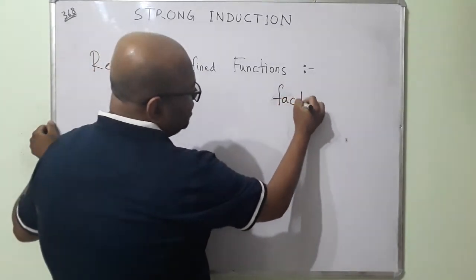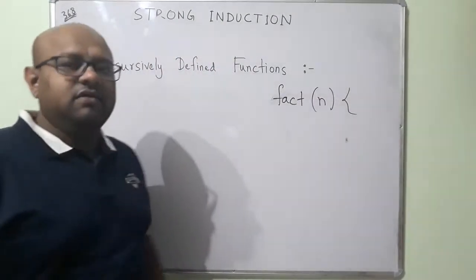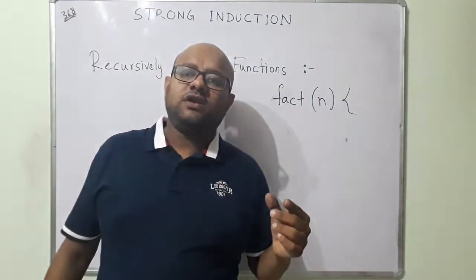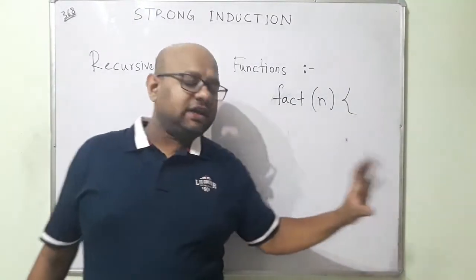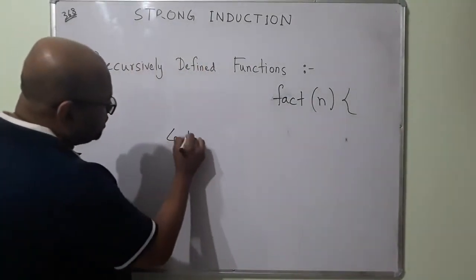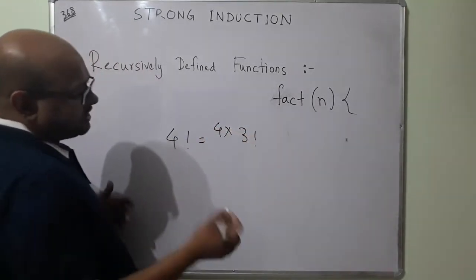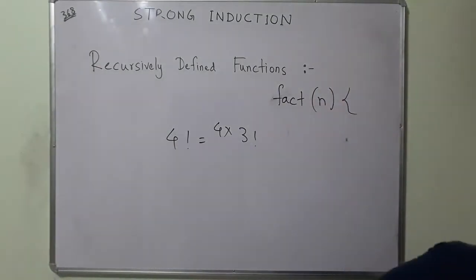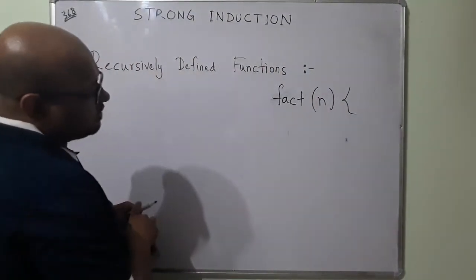Factorial of some number n. How do we find factorial of n? Very easy. Factorial of 4 is equal to 4 into factorial of 3. Correct? 4 factorial is equal to 4 into 3 factorial. This is correct, we know. Alright. So we can write this program to find factorial.